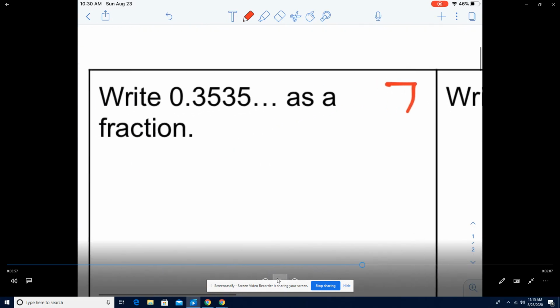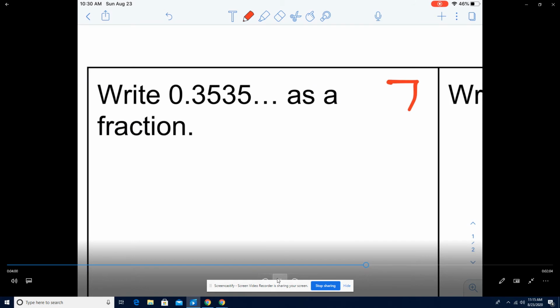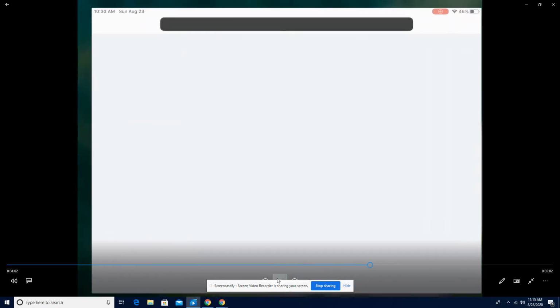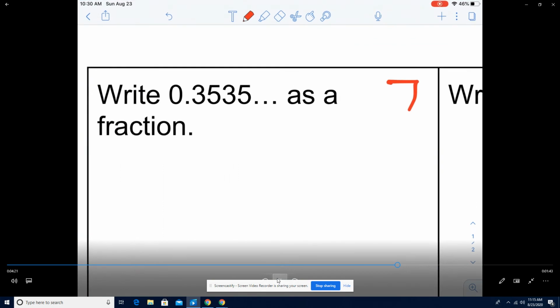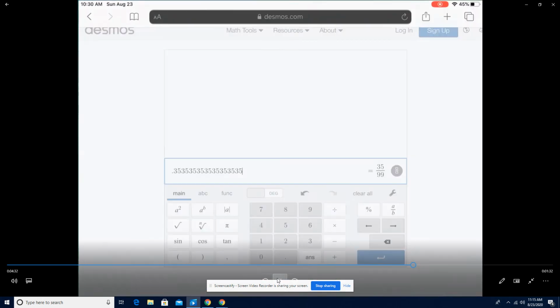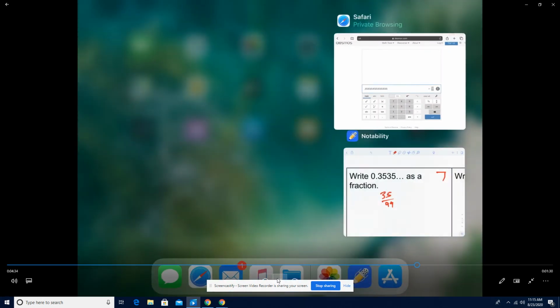And then the next one says, write 0.3535 repeating as a fraction. So you're going to go back to Desmos, and this time you put in 0.3535. Don't stop there. Keep entering because it goes on forever. You'll notice that it was there and then it went away and then it came back. And so 35 over 99 is what we're looking for. All right, so we've gotten that written down.